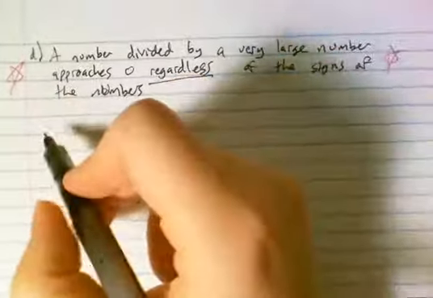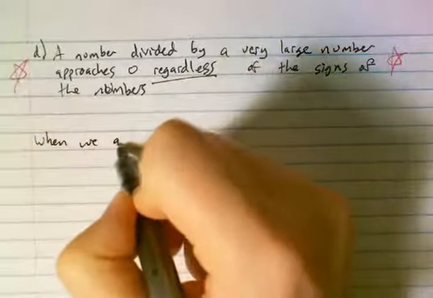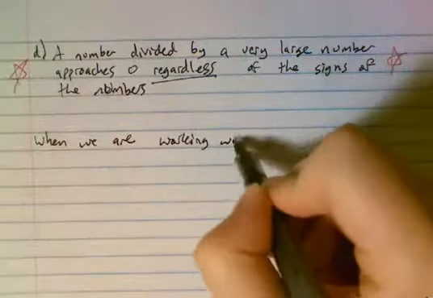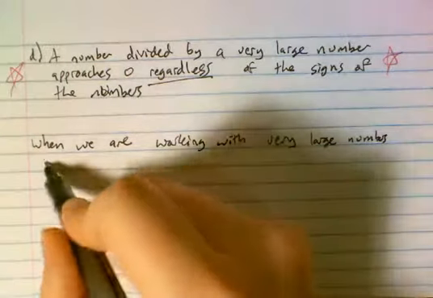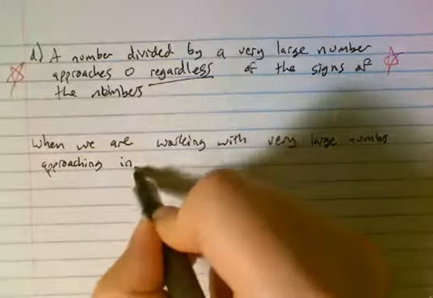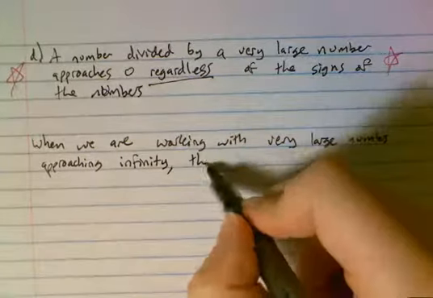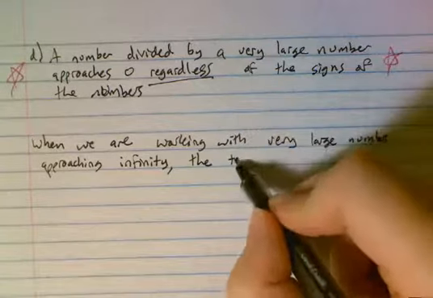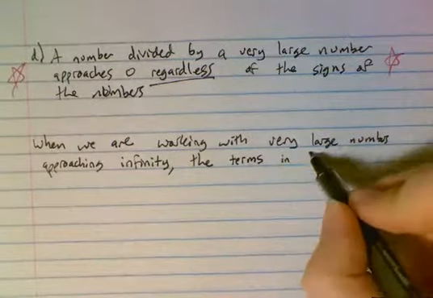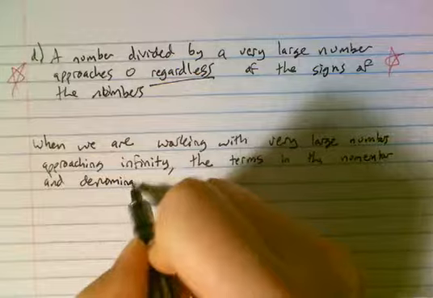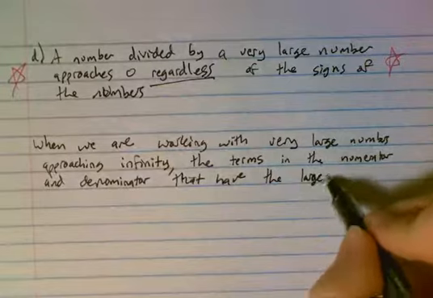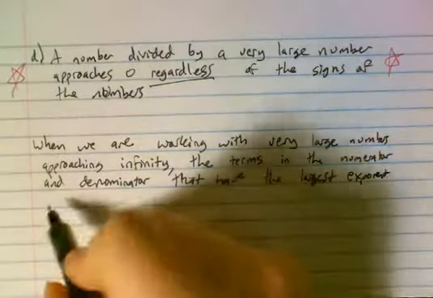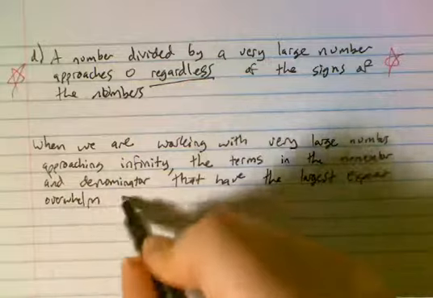Oh, there is one other key piece. When we are working with very large numbers approaching infinity, the terms in the numerator and denominator that have the largest exponent overwhelm all other terms.